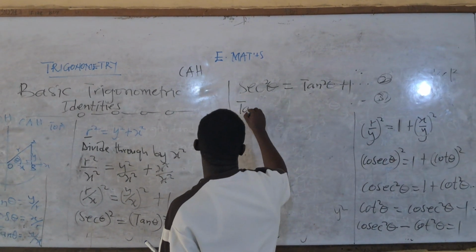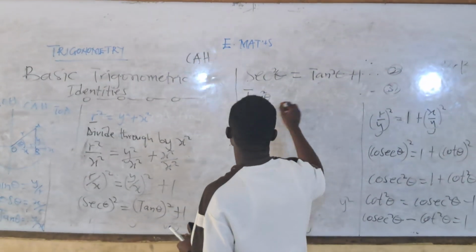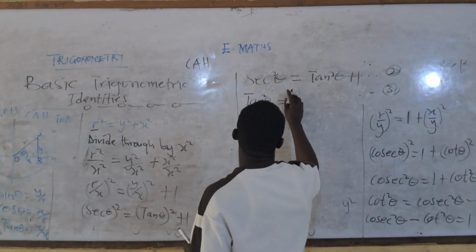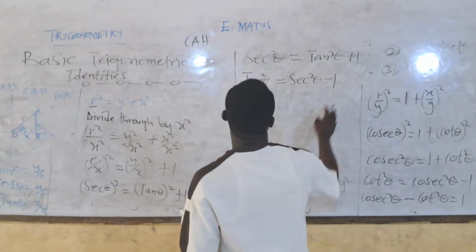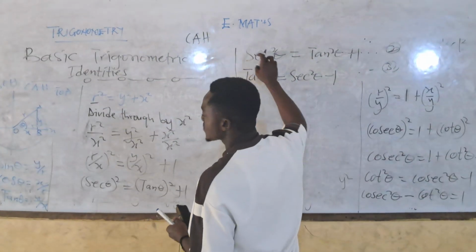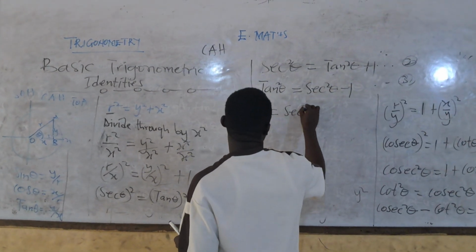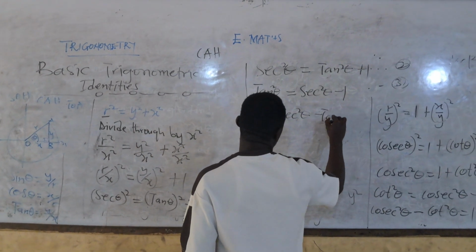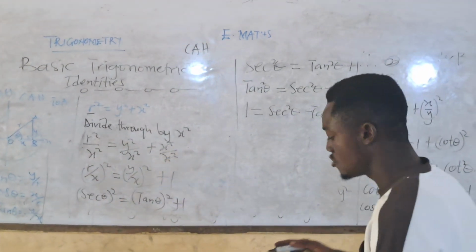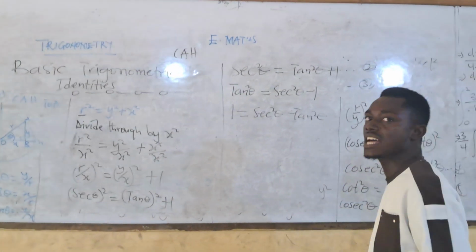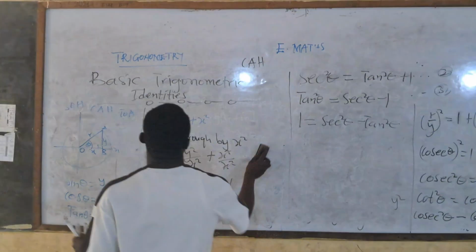If you make tan square theta the subject, this one will come here and become negative, so it's going to be sec square theta minus 1. If you also make 1 the subject, this tan square theta will come, so it's going to be 1 equal to sec square theta minus tan square theta. So these are the basic ratios that you know. Now, without wasting time, let's solve one example on it, then we call it a day.